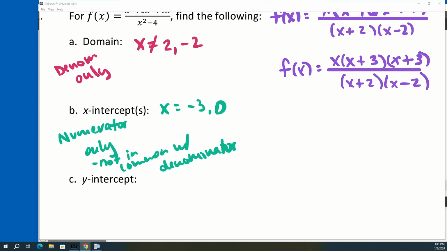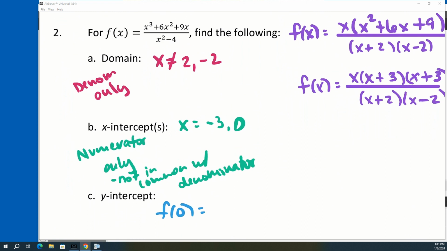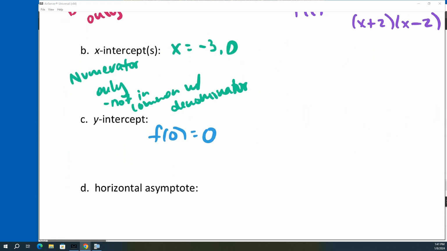All right. And then for the y-intercept, we're going to go to the original problem. We're going to put 0 in for all the x's. So what I like to do is just do that. So what does that leave you with on the top? On top is 0. So 0 divided by -4 is just 0.